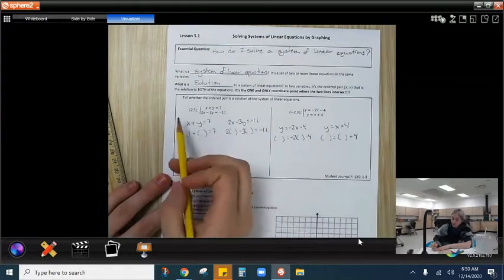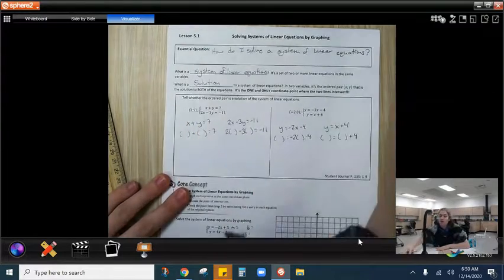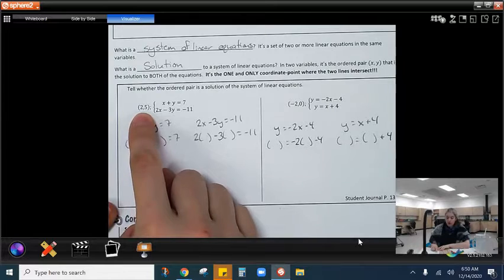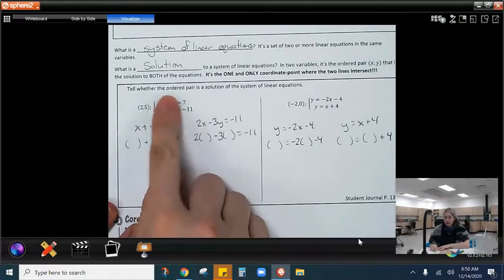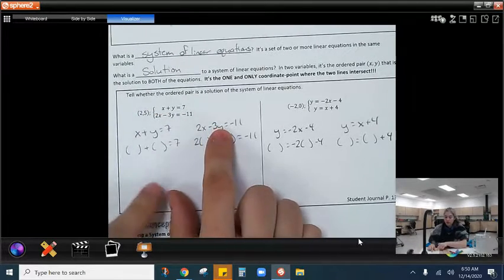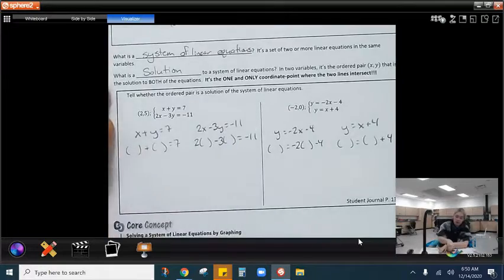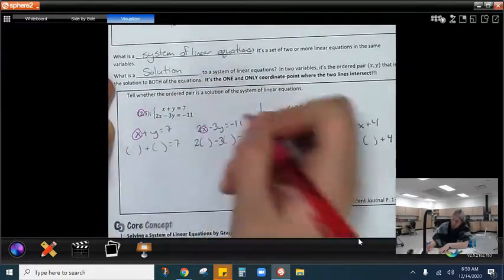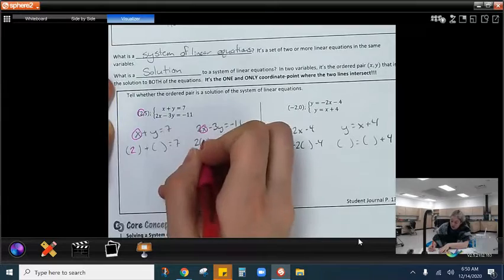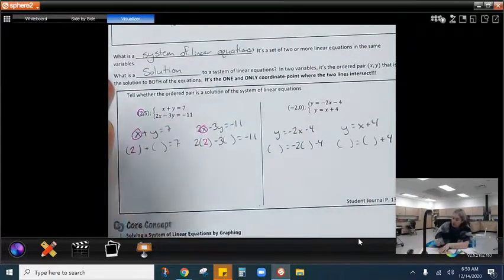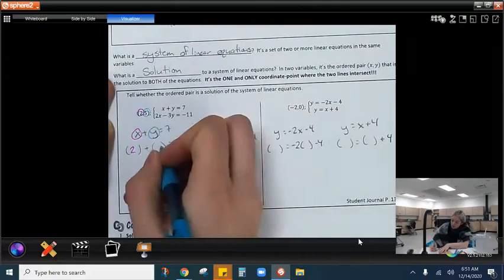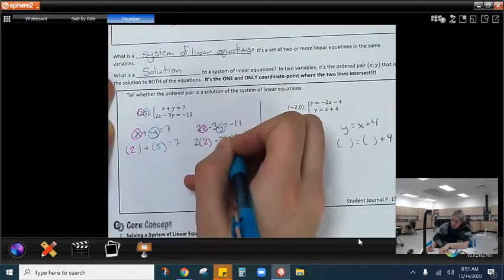So for our first one right here, and I'll see if I can zoom in. There we go, that's slightly better. We've been given the coordinate pair (2, 5), and we want to check to see if it works for our two equations. So I've separated them out, and all I'm going to do is plug in my x for the x's. So I'm going to put 2 in here, and then I want to plug in my y for the y's. So I'm going to plug in 5 here.